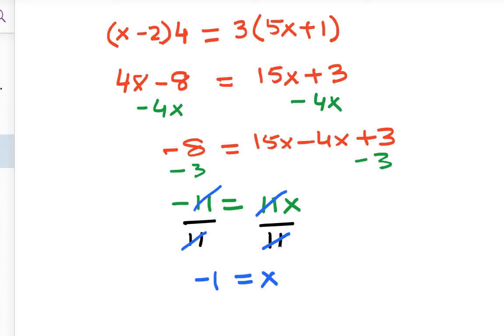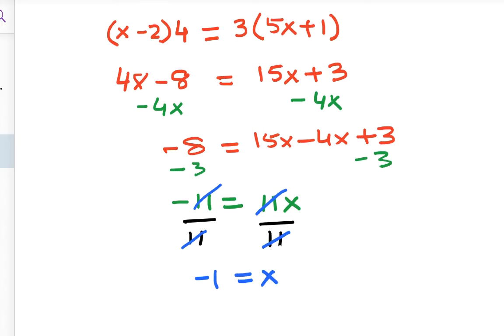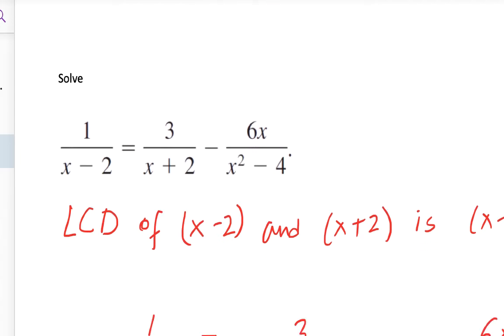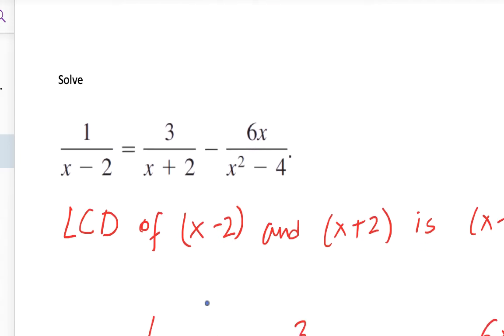Now let's look at a different kind of problem where we have expressions. So the first thing we're going to look at is this expression: 1 over (x minus 2) equals 3 over (x plus 2) minus 6x over (x squared minus 4). Now, before we solve this one, the most important thing is we need to have a common denominator. On the whole, we can do it together for the whole equation.